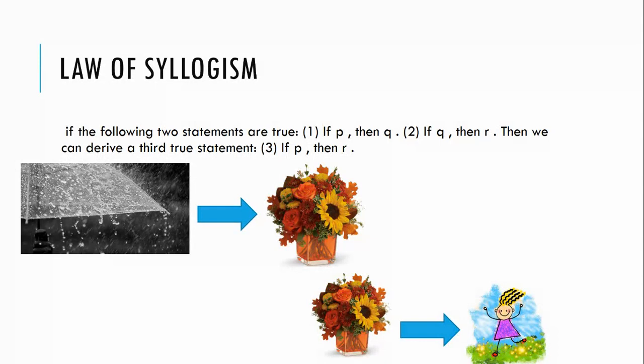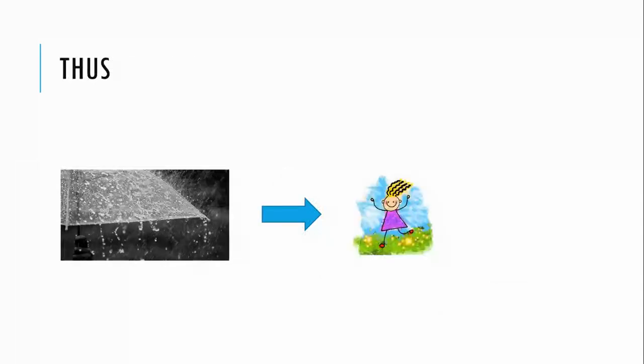Let's use this example. So let's say if it rains, then flowers will grow. We can also say if there are flowers, then my wife is happy. Or if flowers grow, then my wife is happy. Well, is there a shortcut here? Rain causes flowers, flowers cause my wife being happy. So does that mean rain causes my wife to be happy, and flowers are just the middleman? That's what the law of syllogism says.